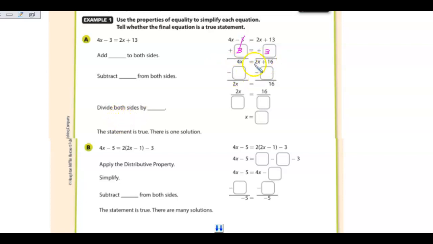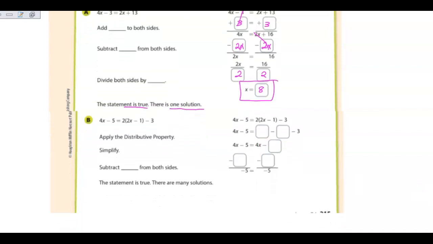Now we're going to move this x term. We're going to move it to the left by subtracting each side by 2x. 4x minus 2x is 2x. These two are gone. All I have left is 16. Now to solve for x, I need to move the 2. Since it's multiplication, I'm going to divide each side by 2. And x is going to equal 8. It is a definitive answer. X is 8. This is a true statement, and it's showing that I have only one solution for this equation.